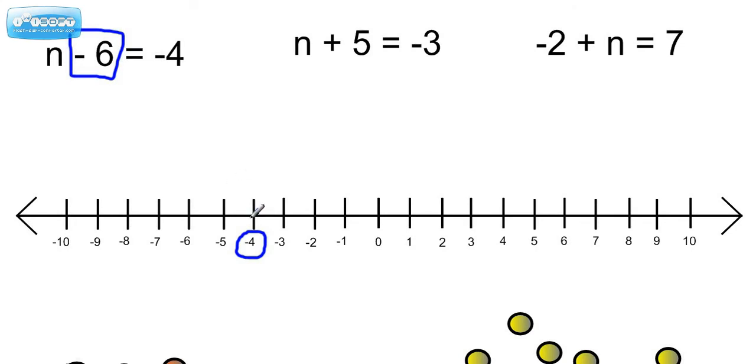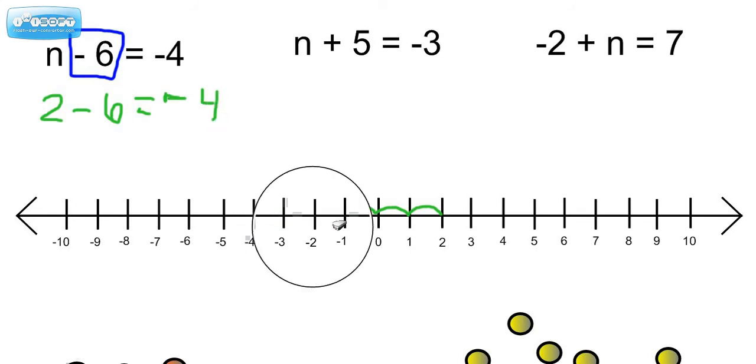We're going to go forward 6. 1, 2, 3, 4, 5, 6. And it looks like we have a 2. So in other words, 2 minus 6 equals negative 4. Oops, it didn't come out very cleanly, did it?